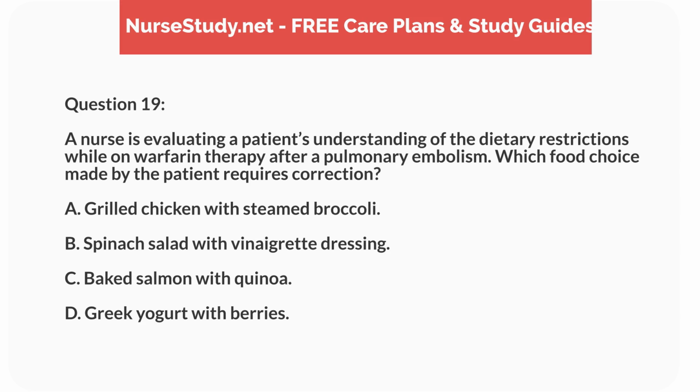Question 19. A nurse is evaluating a patient's understanding of the dietary restrictions while on warfarin therapy after a pulmonary embolism. Which food choice made by the patient requires correction? A. Grilled chicken with steamed broccoli. B. Spinach salad with vinaigrette dressing. C. Baked salmon with quinoa. D. Greek yogurt with berries.